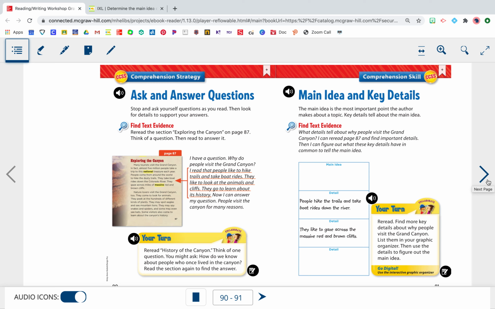This week we're going to have an opportunity to look for a lot more main ideas as we think about different landmarks that we come across.